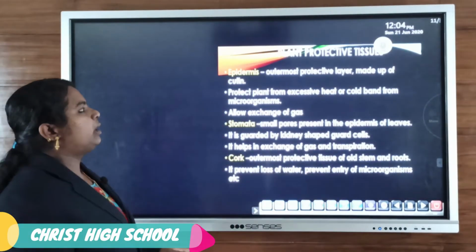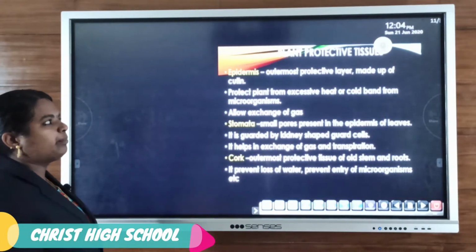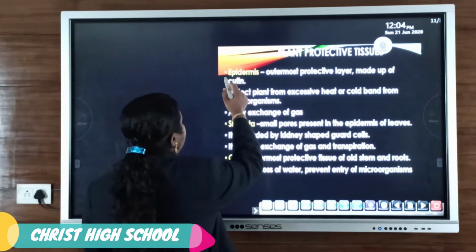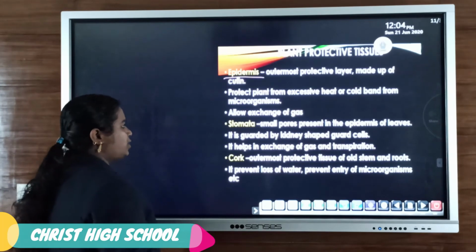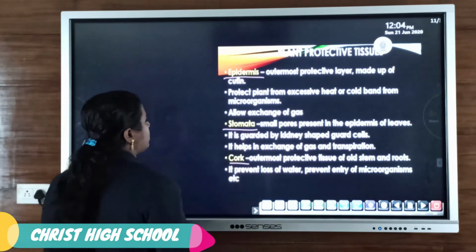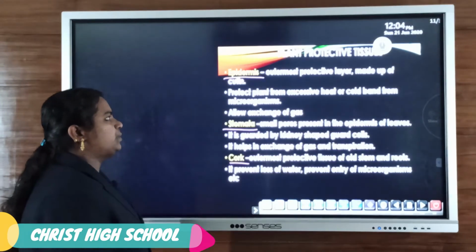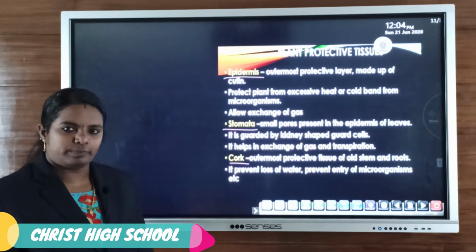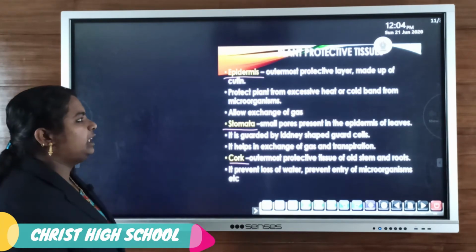Now let's discuss plant protective tissue. Some protective tissues which are present in plants. First one is epidermis, then stomata and cork. So three main protective tissues. Epidermis is the outermost protective covering of the plant.